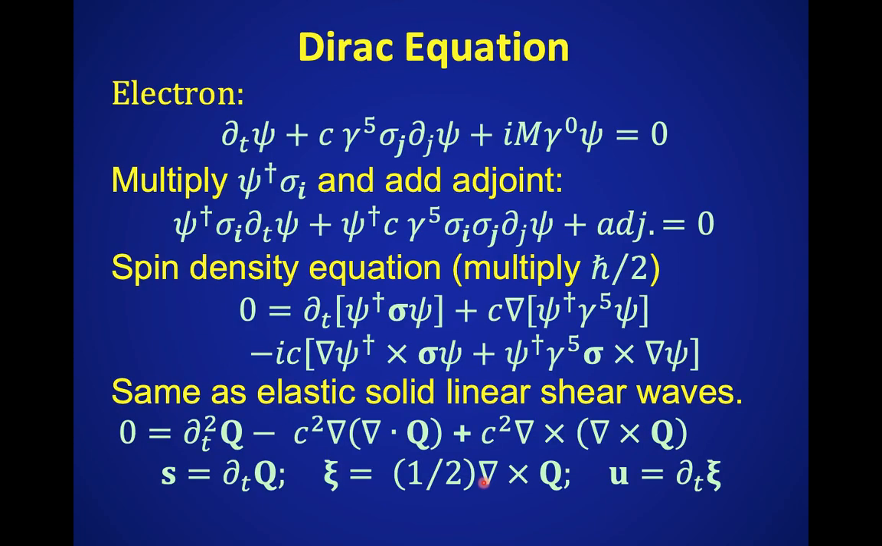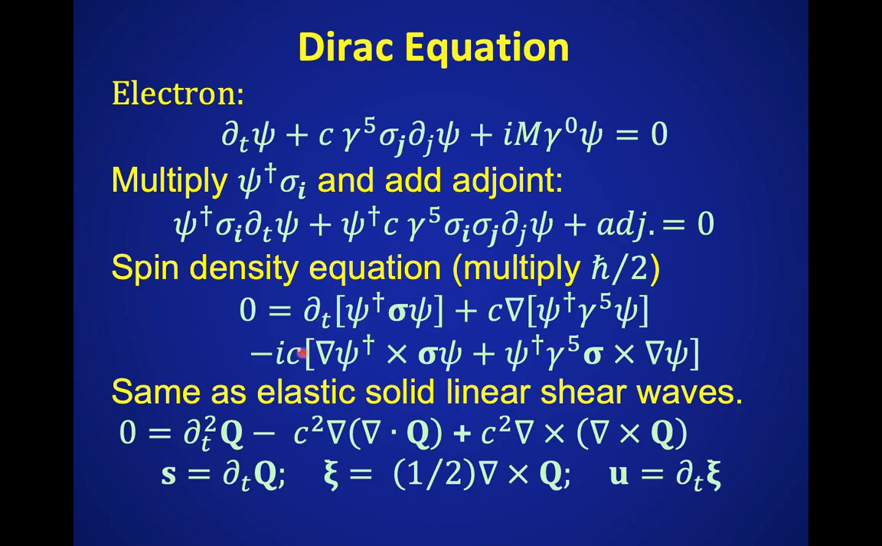And just to give a connection between quantum and classical physics, if you take the equation for an electron, the Dirac equation, multiply by the conjugate wave function times the Dirac matrix, sigma I, add the adjoint, and you get this equation. And if you combine terms from the adjoint with the other term, you can write that in this form. And if you multiply by h bar over 2, then this term in here would represent the spin density. And it turns out these terms just correspond exactly to terms in the ordinary wave equation.